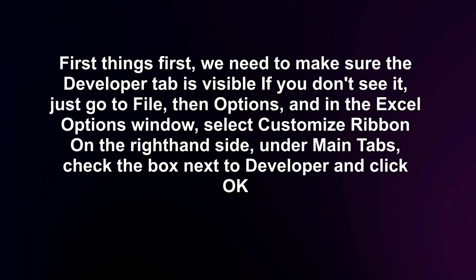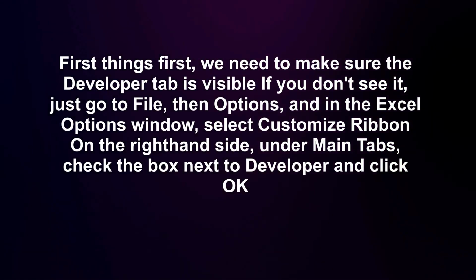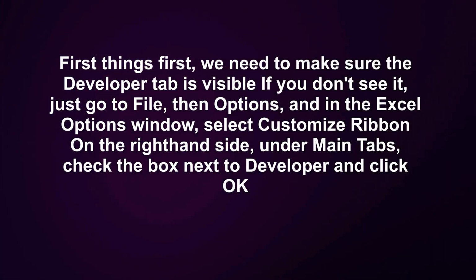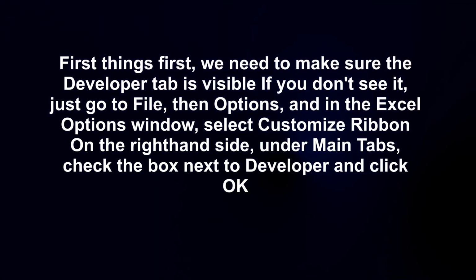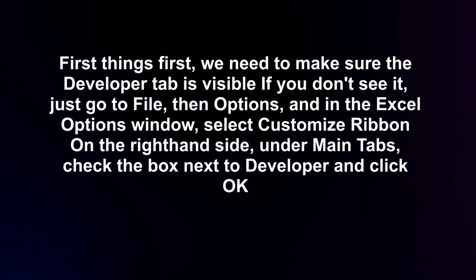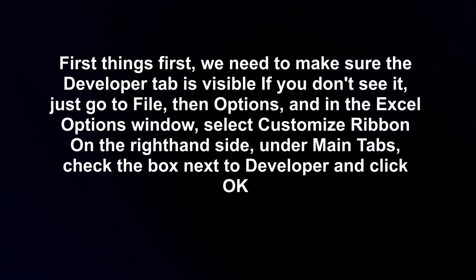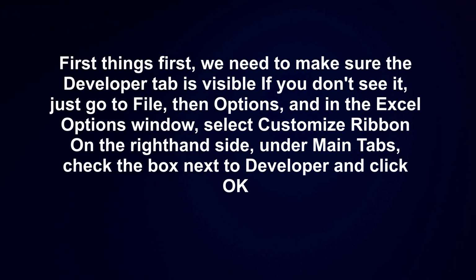First things first, we need to make sure the Developer tab is visible. If you don't see it, just go to File, then Options, and in the Excel Options window, select Customize ribbon on the right-hand side. Under Main tabs, check the box next to Developer and click OK.